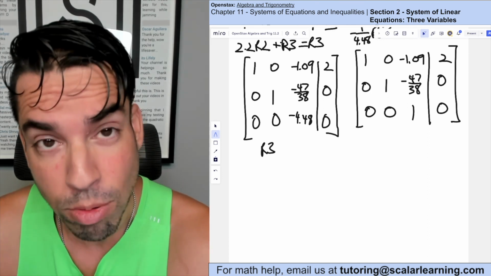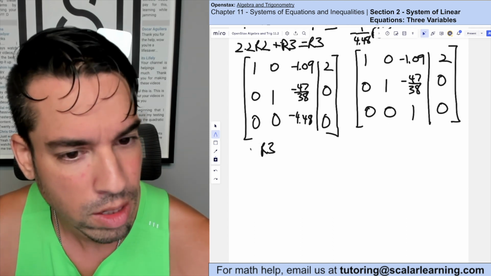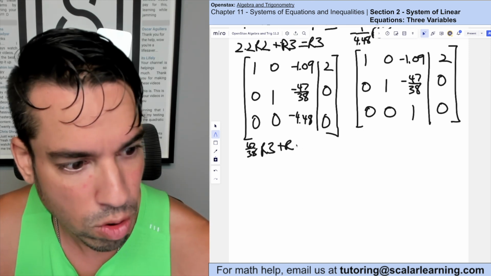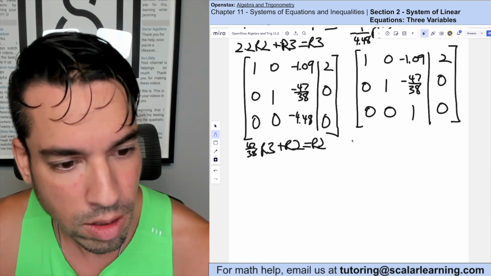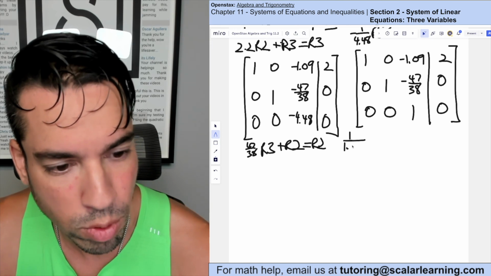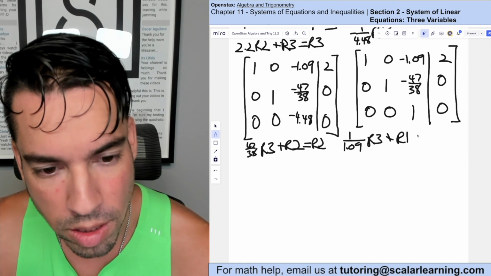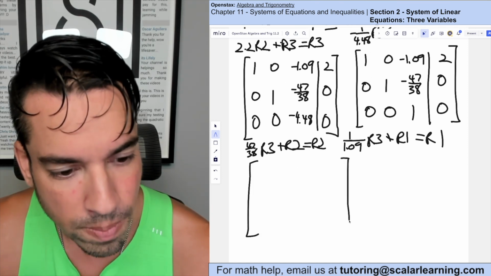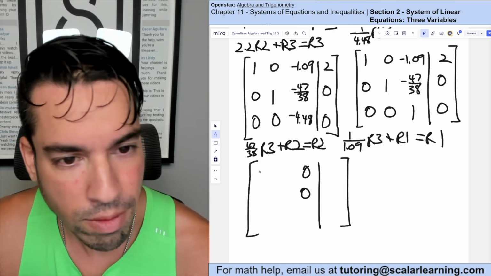And since we're deliberately flipping these to 0, I don't even have to write it out, but I'll write them out anyways. It would be 47 over 38 times row 3 plus row 2 is going to be a new row 2. And we've got, let's see, positive 1 over 1.09. Again, that's an approximation. Times row 3 plus row 1 gives us a new row 1. But we can do both steps in one go because we know in both cases it's going to just zero out these guys, and then everything else stays the same.